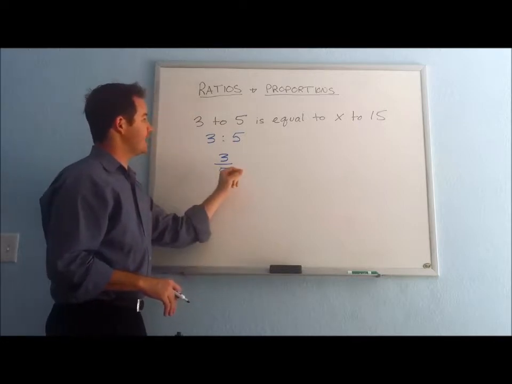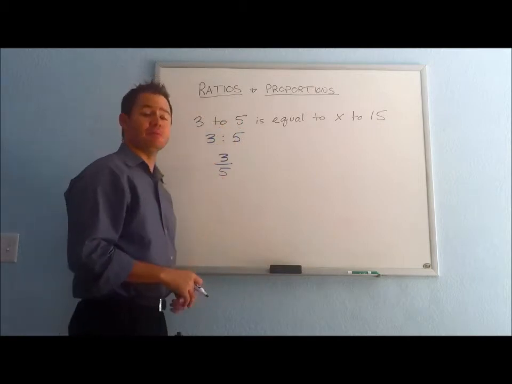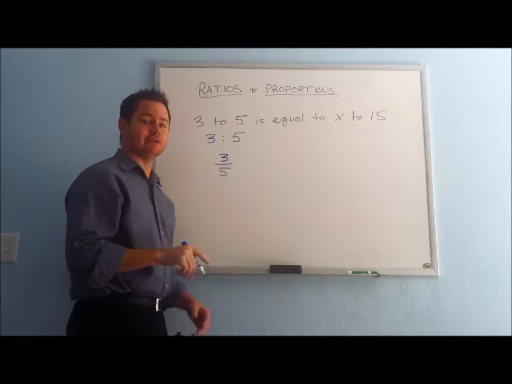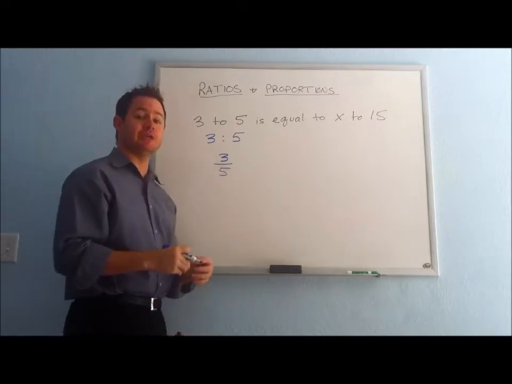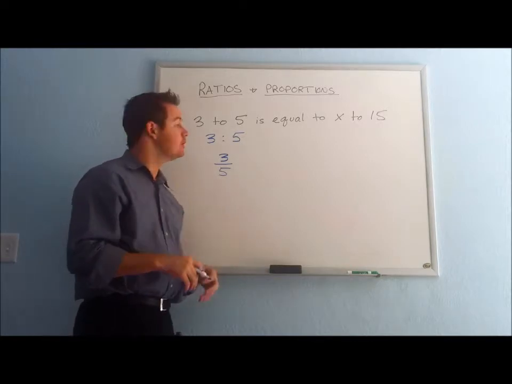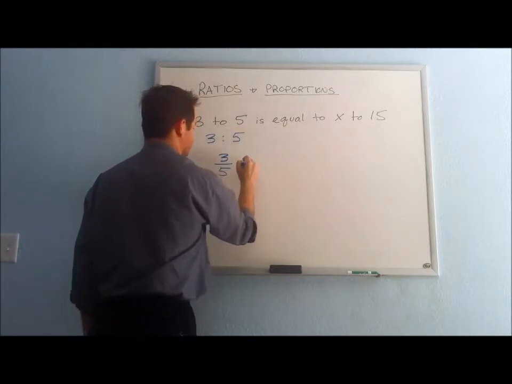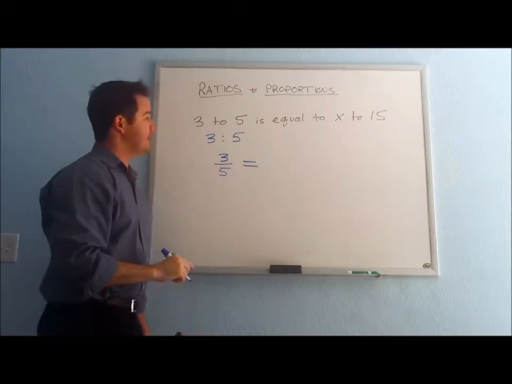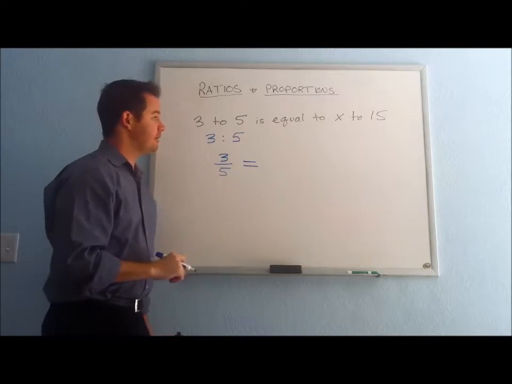So let's see if we can finish writing out this proportion. Now, the difference between ratios and proportions: a ratio is just one fraction that shows the relationship between two things. A proportion is going to be two fractions, or two ratios, set equal to each other. So this problem says 3 to 5 is equal to, which means we're going to put in an equal sign. And then it says x to 15. So we're going to set that up as a fraction.